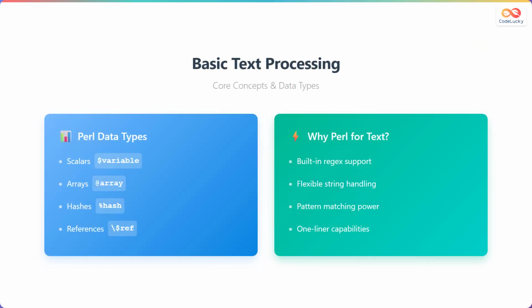Let's begin with the fundamental building blocks of Perl programming. Perl offers 4 primary data types that are essential for text processing. Scalars, represented by the $ sign, store single values like strings and numbers. Arrays, denoted with the @ symbol, hold ordered lists of scalar values. Hashes, marked by the % sign, store key-value pairs for efficient data lookup. References, indicated by the \, provide memory-efficient ways to work with complex data structures.